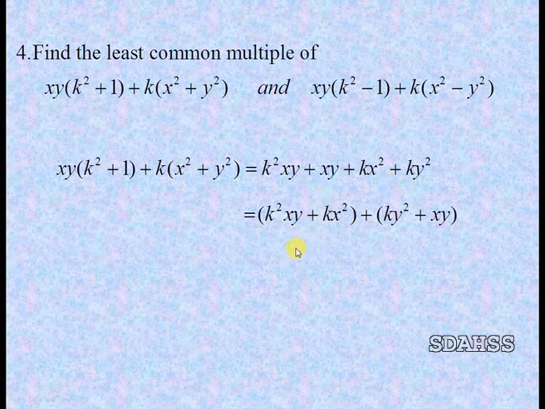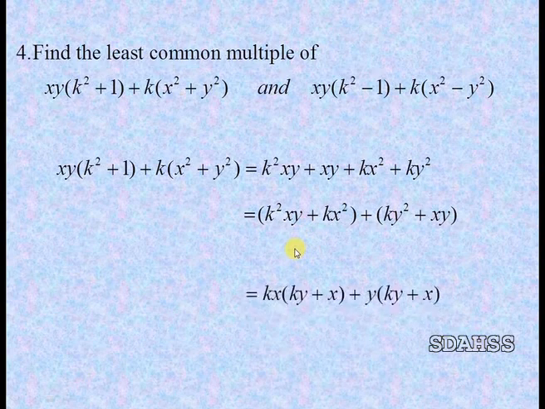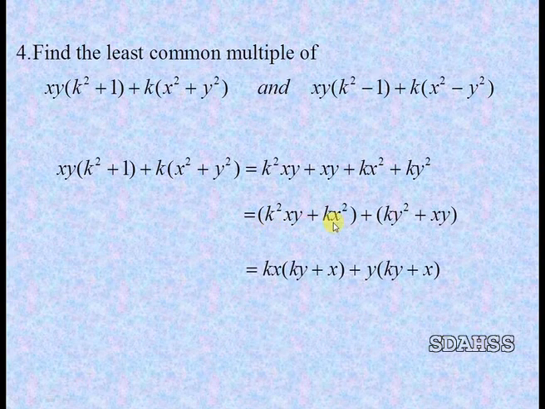After combining the terms, find the common factor. Here kx is the common factor. Take it outside. So you have kx into the remaining, ky plus x. Plus, in the last two terms y is the common factor. Take it outside. So you have y into ky plus x. Now ky plus x is the common factor.